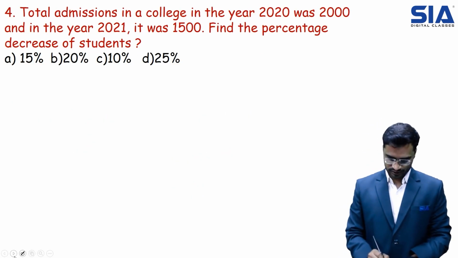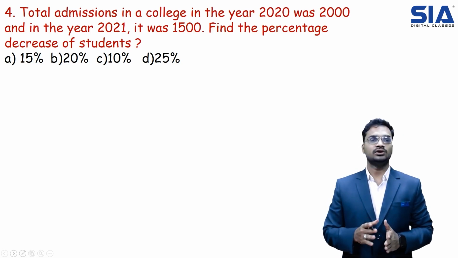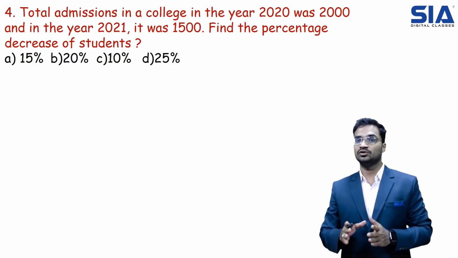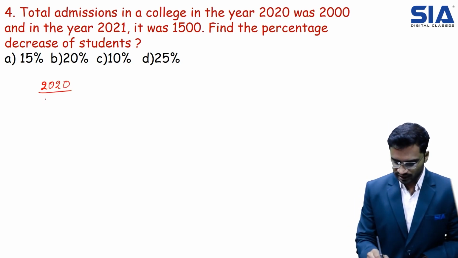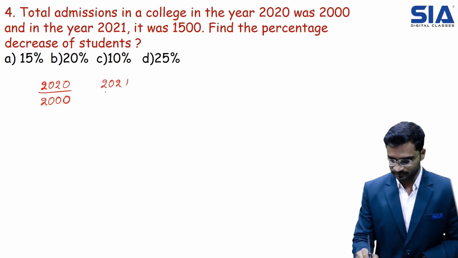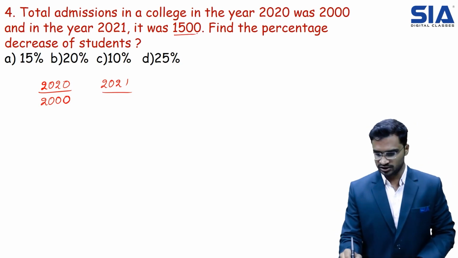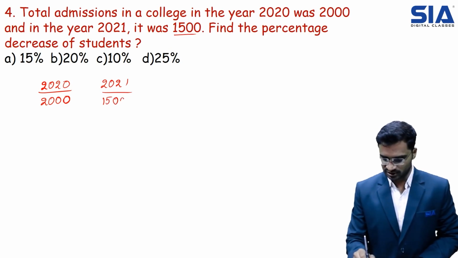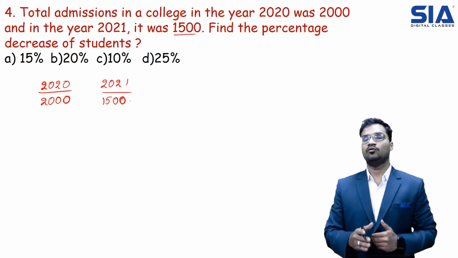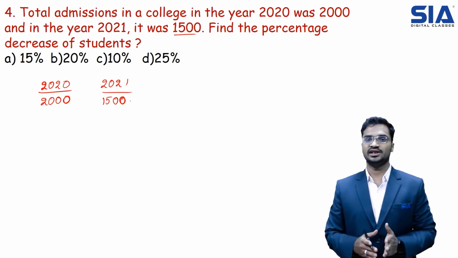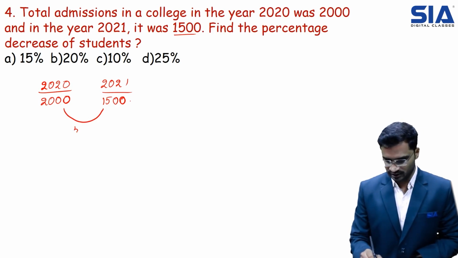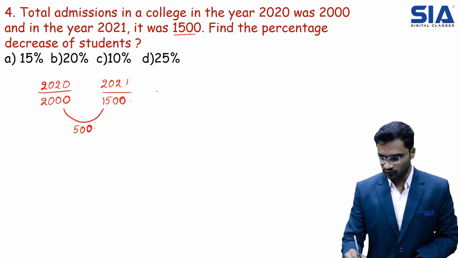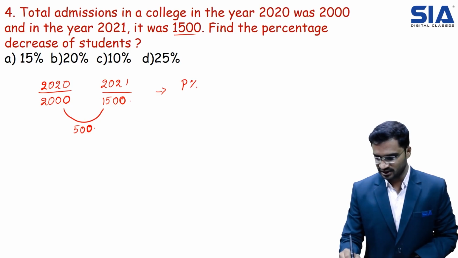Now coming to the next question, which is percentage decrease. The total admissions in a college in the year 2020 was 2000, but in 2021 the admissions was 1500. Now we have to find the percentage decrease. From 2000 to 1500 there is a drop of 500.